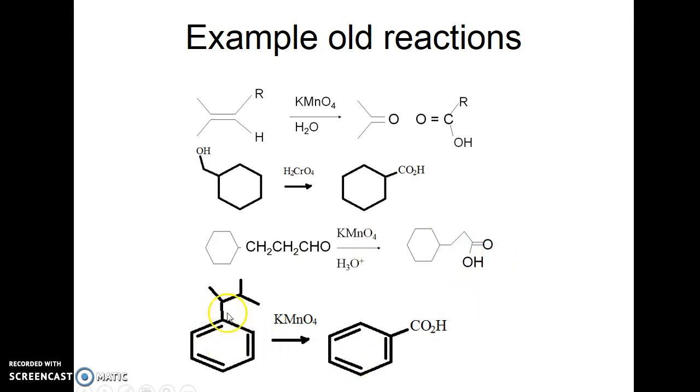And anytime you have an alkyl chain in which there is at least 1 hydrogen on the carbon adjacent to the benzene ring, and you treat it with potassium permanganate and water, what do we get? The whole chain is oxidized down, boom, to a carboxylic acid group. It doesn't matter how many carbons are there, just so long as it's not a tertiary carbon. If it's a tertiary carbon, there will be no hydrogen, so there's no reaction.